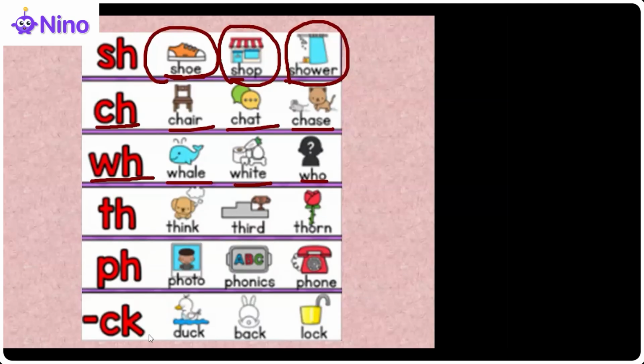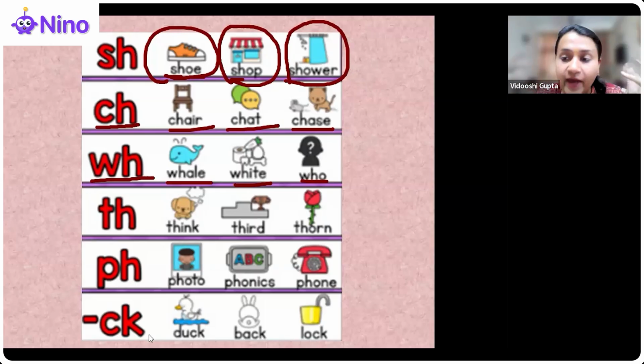Where. So all the question words that we have, where, why, what, when, all these question words begin with the consonant digraph wh. Okay, so white, whale, who, the question words why, what, which, when, all these question words begin with the consonant digraph wh.